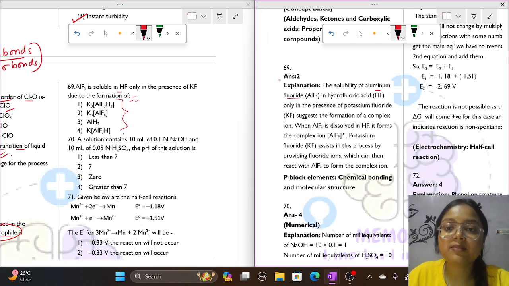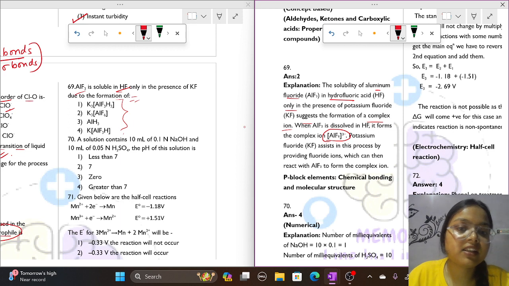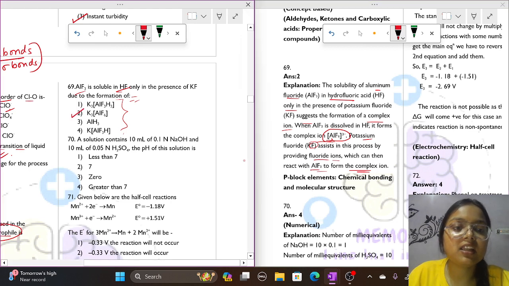The solubility of aluminum fluoride in hydrofluoric acid only in the presence of potassium fluoride suggests the formation of a complex ion. So it forms the complex ion AlF6 3 minus. Potassium fluoride assists in this process by providing the fluoride ions, which can then react with AlF3 to form the complex ion. So option number 2 is the correct option, K3AlF6.